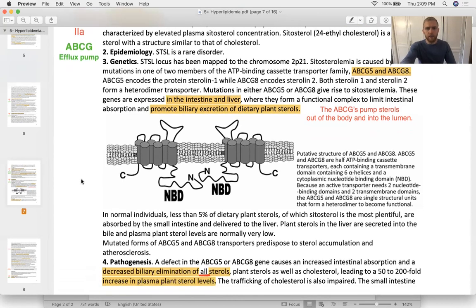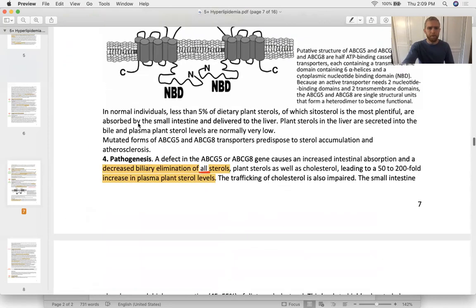Going through the text, again, this paragraph tells us that the efflux pump for cholesterol is found in the intestine because it wants to put it back into the lumen, and in the liver because it wants to be able to efflux cholesterol as bile. And the efflux pump promotes biliary excretion of sterols.